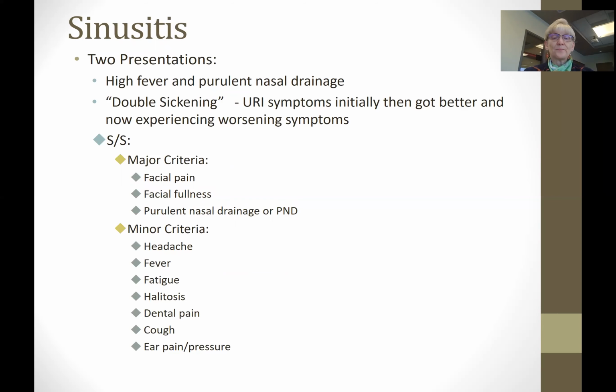But anyway, moving on. Your minor criteria could be a headache, fever, fatigue, bad breath, sinus breath, dental pain. A lot of times if your ears are hurting or your sinuses are hurting, it may cause referred pain down into the mouth, a cough, and of course ear pain or pressure.